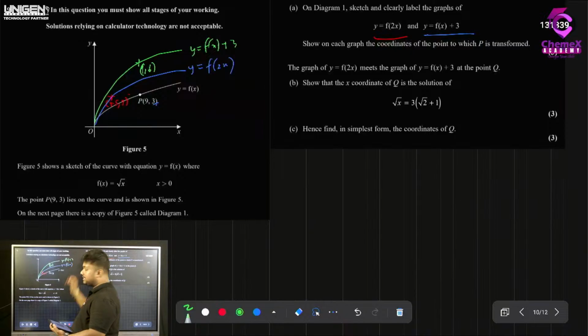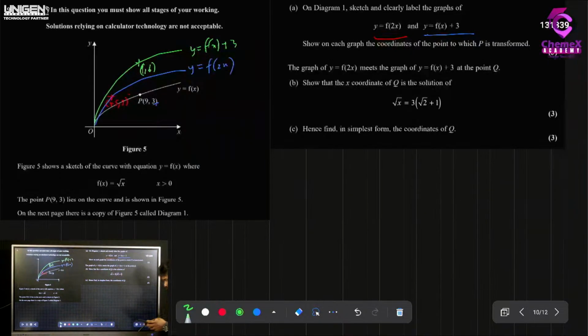You understand? Anyone has questions with that? Anyone has questions with drawing the two graphs? No, sir.